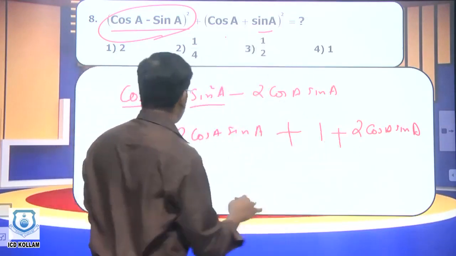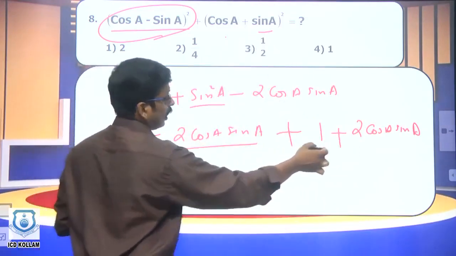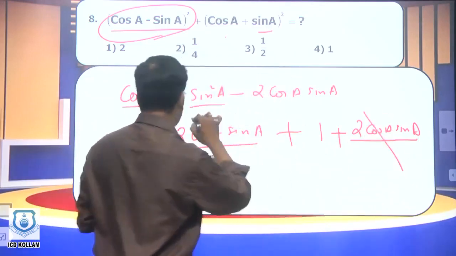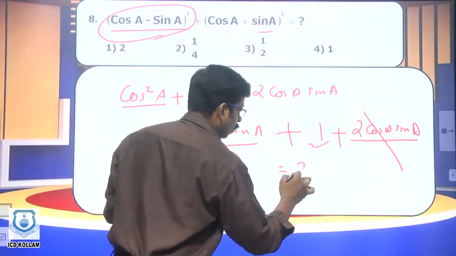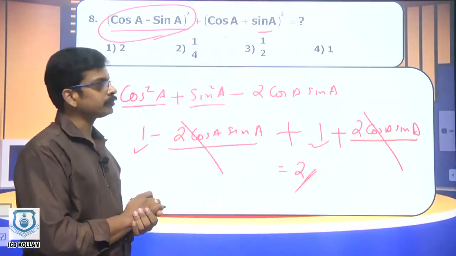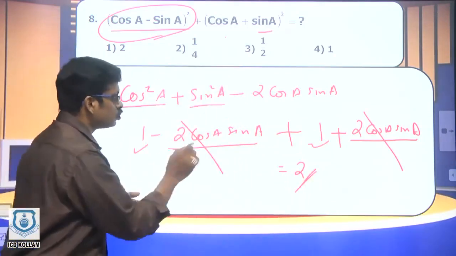This is plus actually. This minus 2 cos A sin A plus 2 cos A sin A cancel each other. So finally 1 plus 1, we have a total of 2. So the answer to this question is 2.